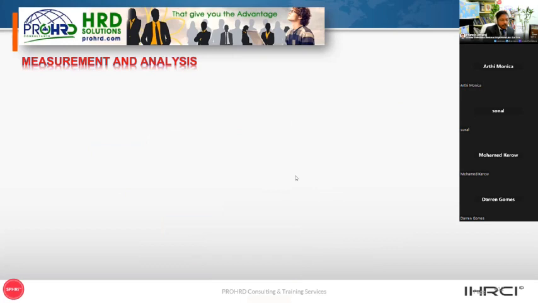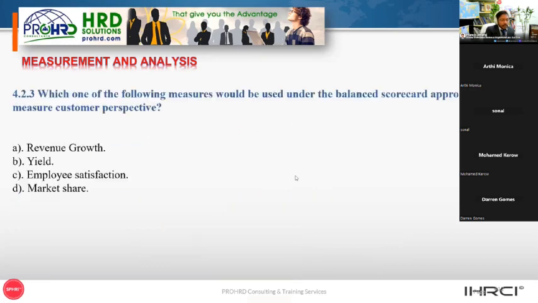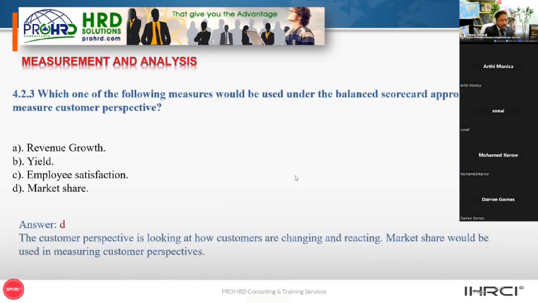Okay. Now the question: which of the following measures would be used under the balanced scorecard approach to measure the customer perspective? Very good. Immediately got the answer. Market share. Very good. Customer related to market, right? Market share, outside, external. So the customer perspective is looking at how the customers are changing and reacting. Market share would be used in measuring the customer perspective.